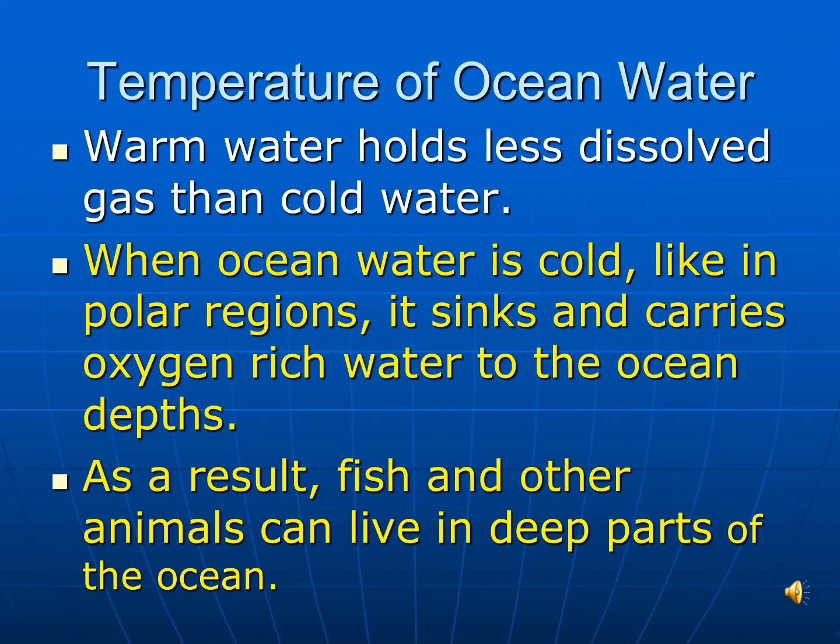So we talked about salinity. We talked about it had gases. Now what about the temperature? Warm water holds less dissolved gas than cold water. When ocean water is cold, it sinks and carries oxygen-rich water to ocean depths. As a result, fish and other animals can live in deep parts of the ocean.